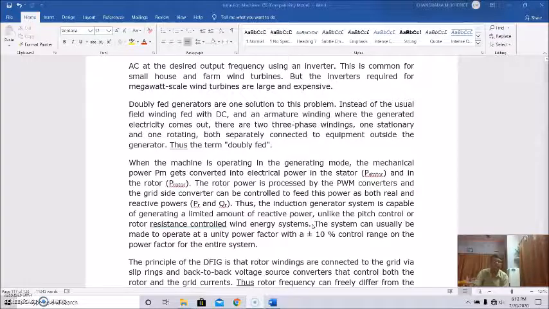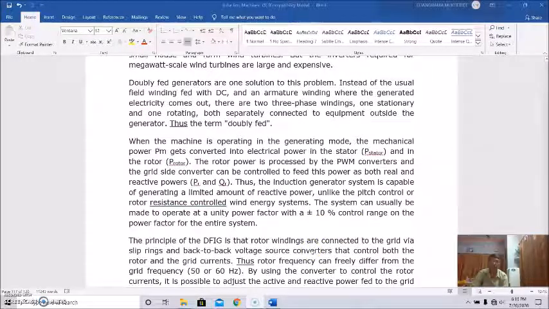Just the induction generator system is capable of generating a limited amount of reactive power. Unlike the pitch control or rotor resistance control wind energy systems, the system can usually be made to operate at a unity power factor with a plus or minus 10% control range on the power factor for the entire system.